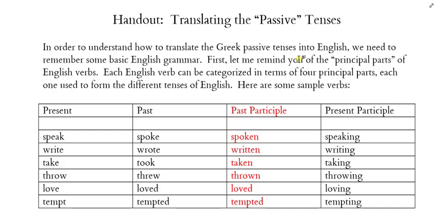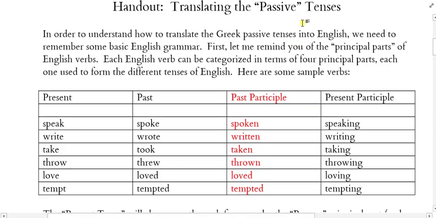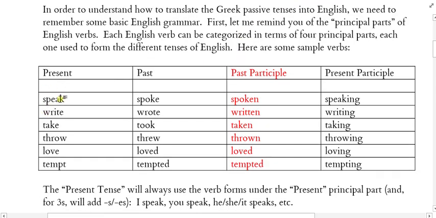So what I want to do is remind you of some English grammar to help you with this. And in English, we can categorize our verbs in ways where we lay out something called the verb's principal parts. You've learned about principal parts for Greek verbs. English verbs have principal parts as well. So if you take a look at these verbs, I have speak, write, take, throw, love, and tempt. And I've given you three more principal parts besides the present principal part. The past principal part, the past participle, and the present participle.